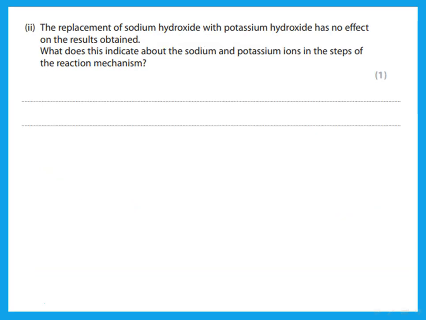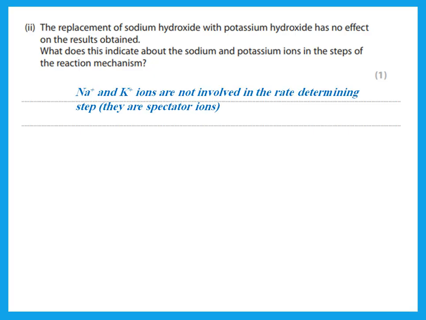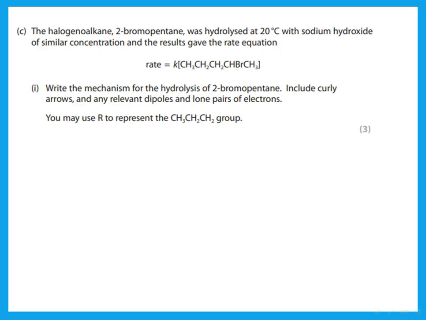The replacement of sodium hydroxide with potassium hydroxide has no effect on the results. So whether we use sodium hydroxide or potassium hydroxide, that has no effect. What does this indicate about the sodium and potassium ions in the steps of the reaction mechanism? If they have no effect, it doesn't make a difference. That means they're not involved in the rate determining step. So we call them spectator ions. They're just present there. They're not doing anything with respect to the reaction mechanism.